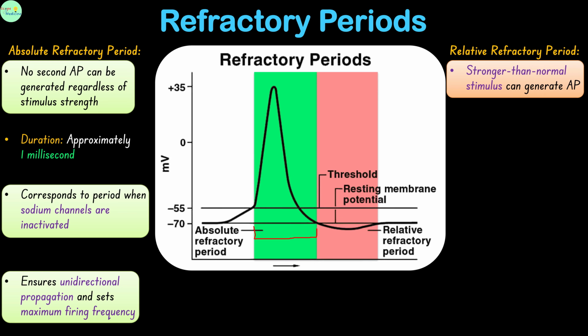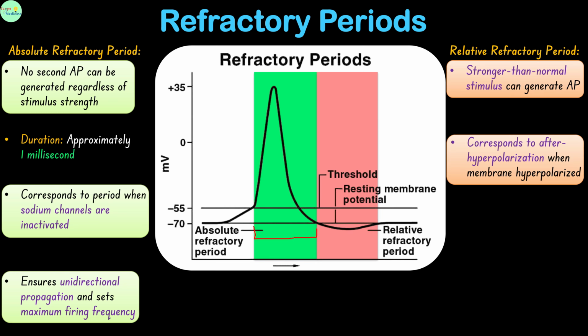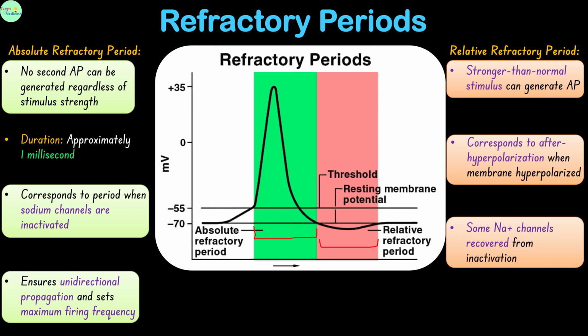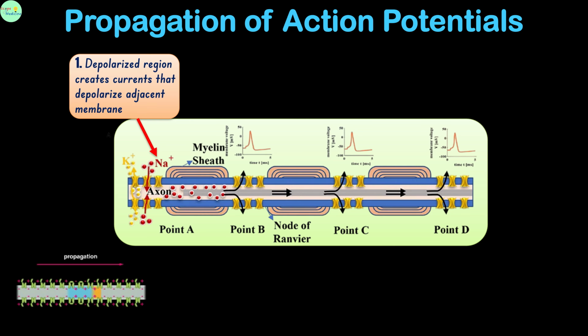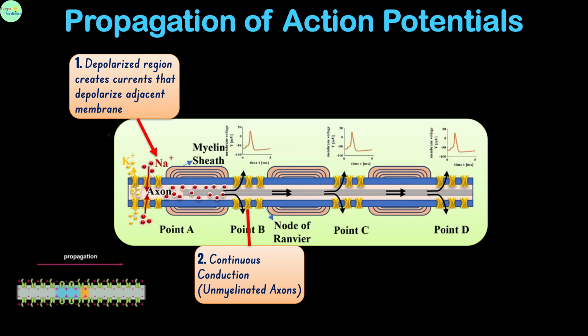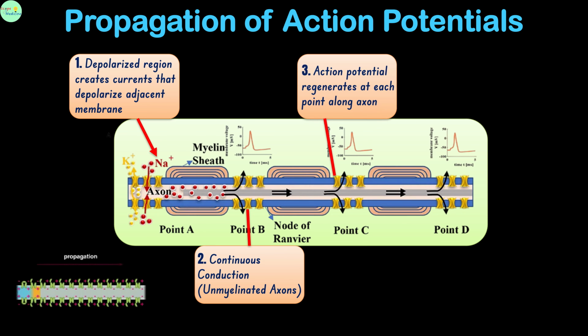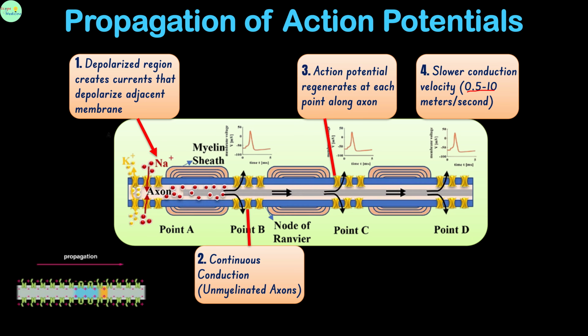The relative refractory period follows the absolute refractory period and is a time when a stronger than normal stimulus can generate an action potential. This corresponds to the after-hyperpolarization when the membrane is hyperpolarized and some sodium channels have recovered from inactivation. The relative refractory period lasts several milliseconds. Propagation of action potentials occurs through local currents. The depolarized region creates local currents that depolarize adjacent membrane regions. In unmyelinated axons, continuous conduction occurs where the action potential regenerates at each point along the axon, resulting in slower conduction velocities of 0.5 to 10 meters per second.